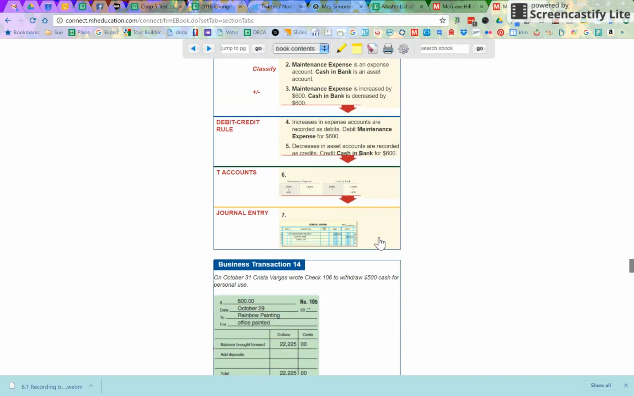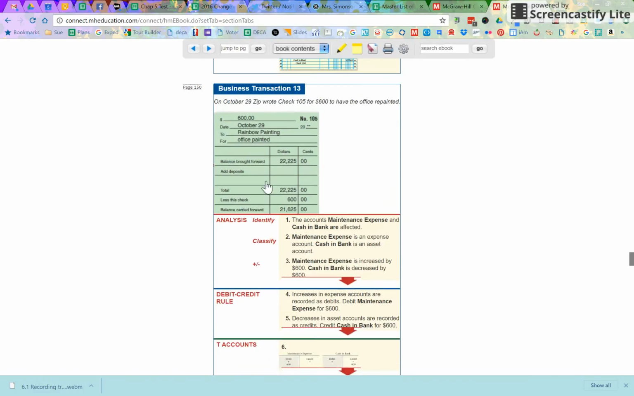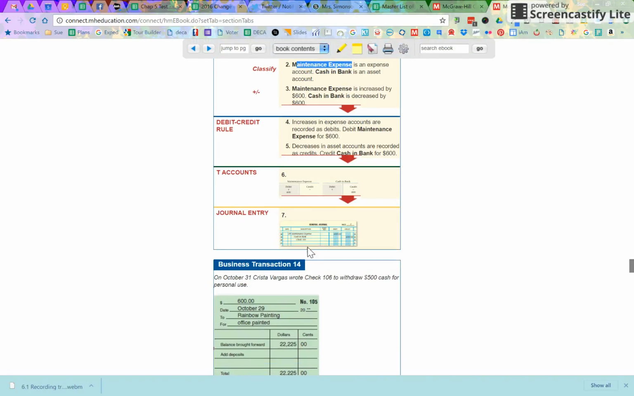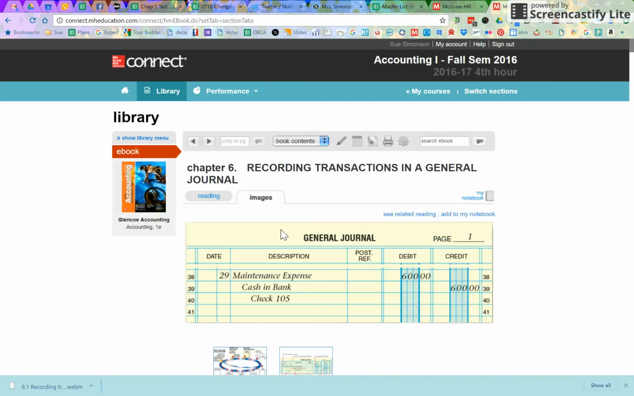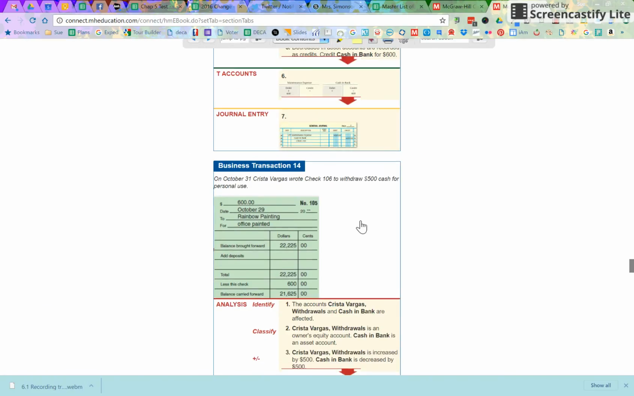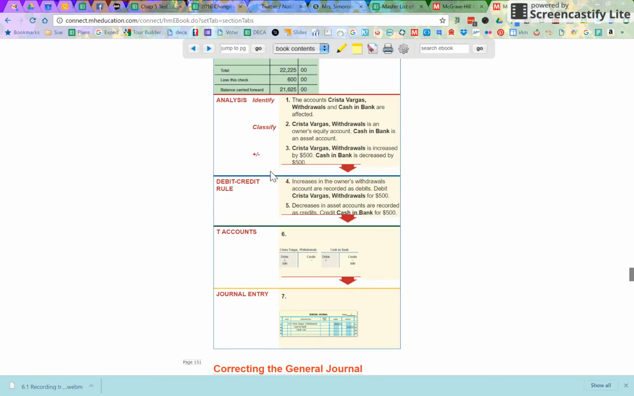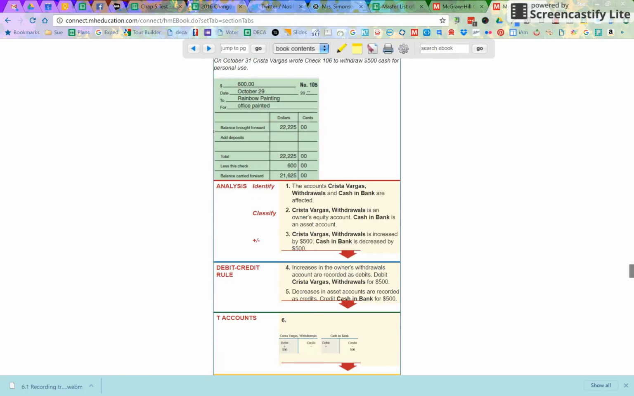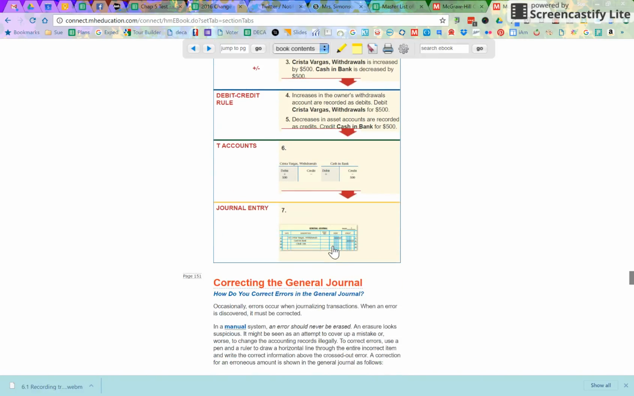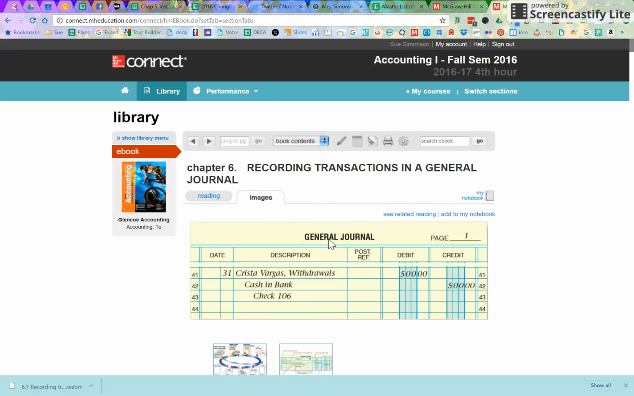The next 2 look like expenses. So here we did some painting in our office. We wrote a check for that, so cash is going down, and we're going to use a maintenance expense account. That's going to be our debit for $600. Paying rent, paying advertising, they all look the same. And then the final one here was that she withdrew money, $500 cash. We wrote a check, and our transaction here would look, withdrawals the debit, cash is the credit.